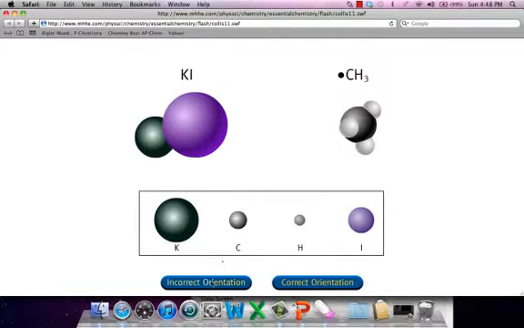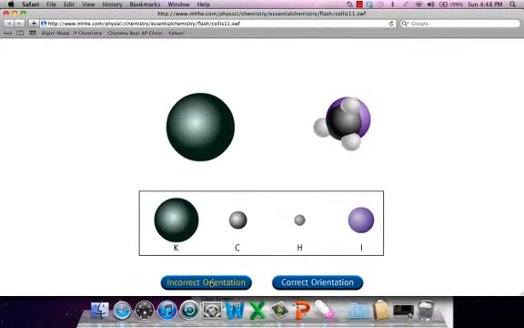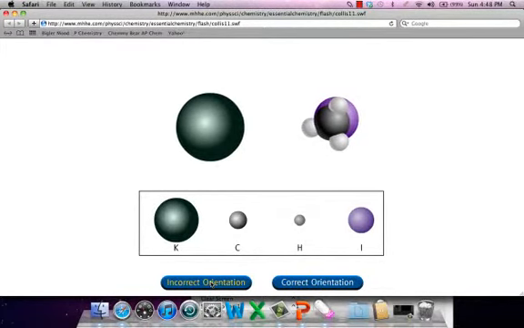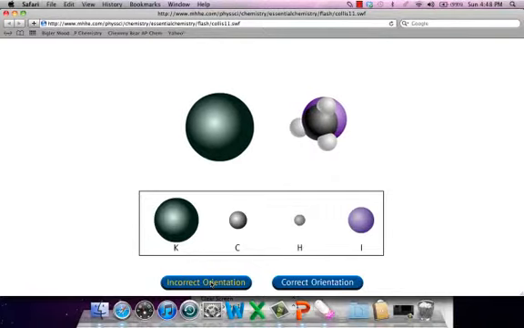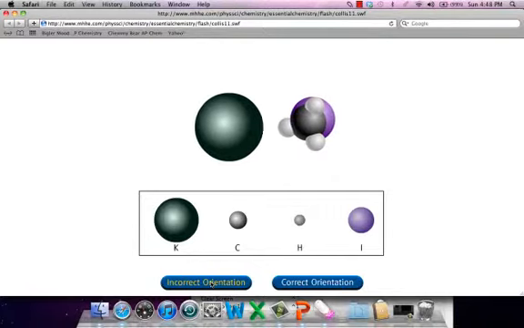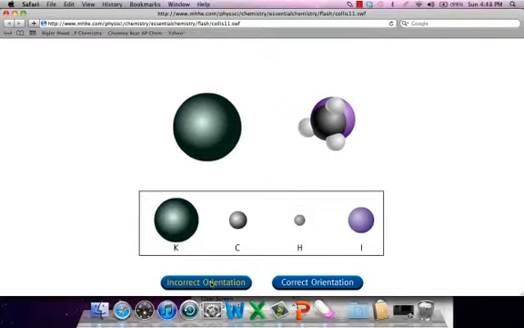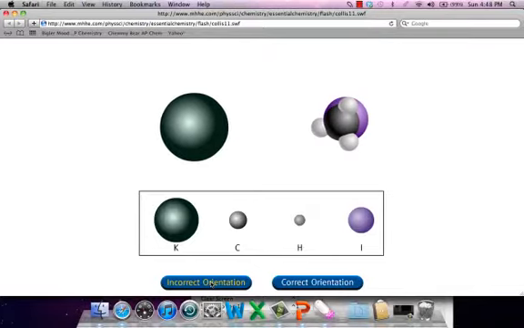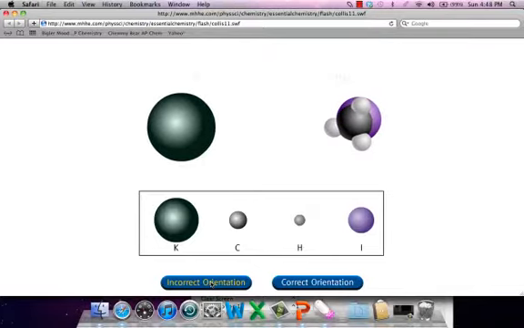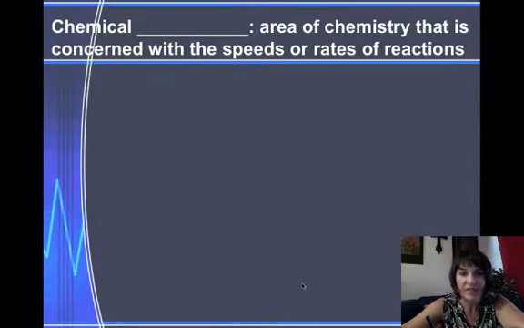Okay, now let's look at an incorrect orientation. In this reaction simulation, the potassium atom collided with one of the hydrogen atoms of CH3I. With this collision orientation, few or no products are formed. So orientation and energy are both important.